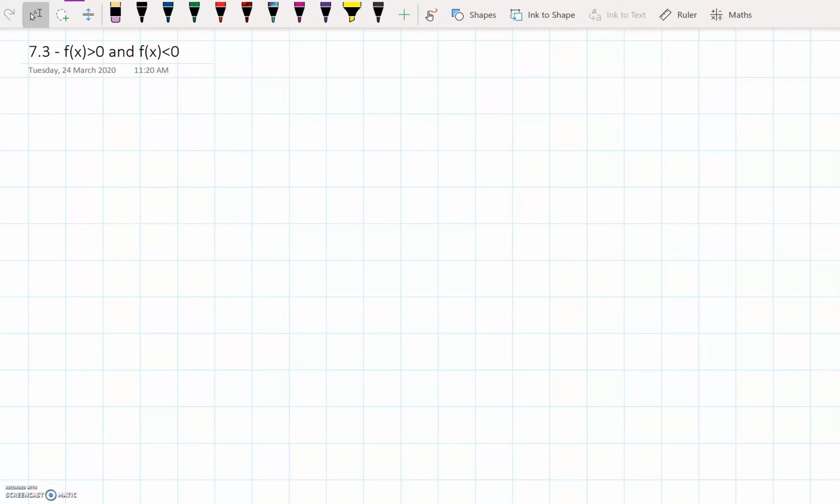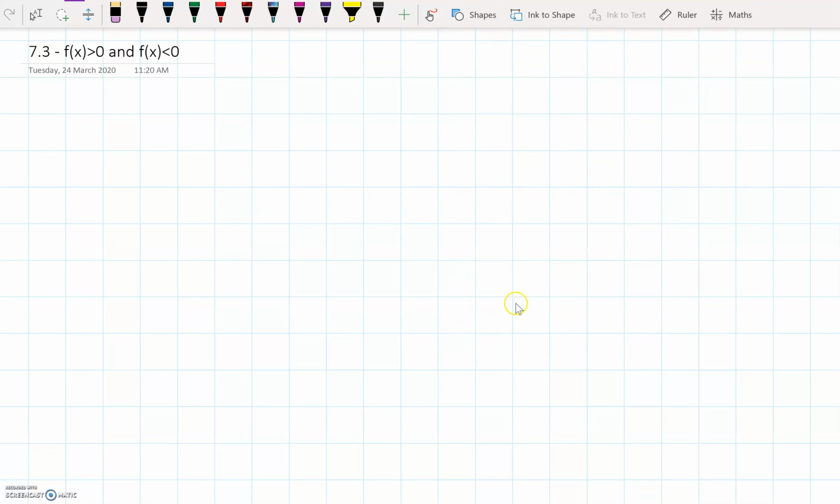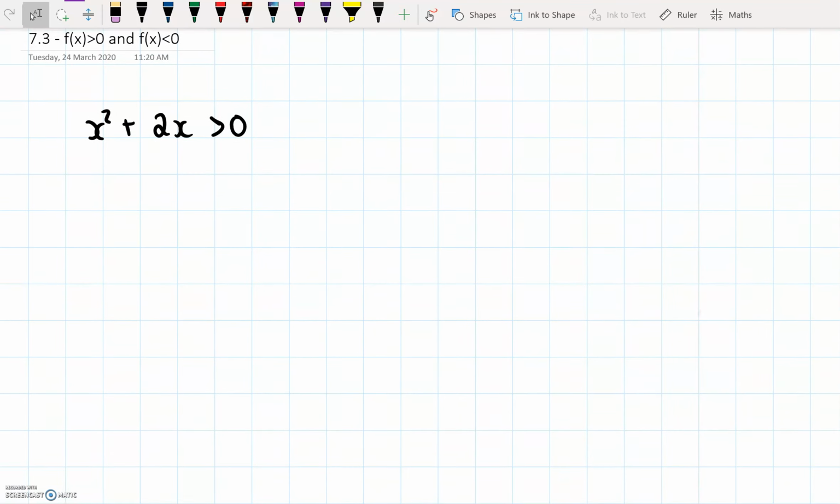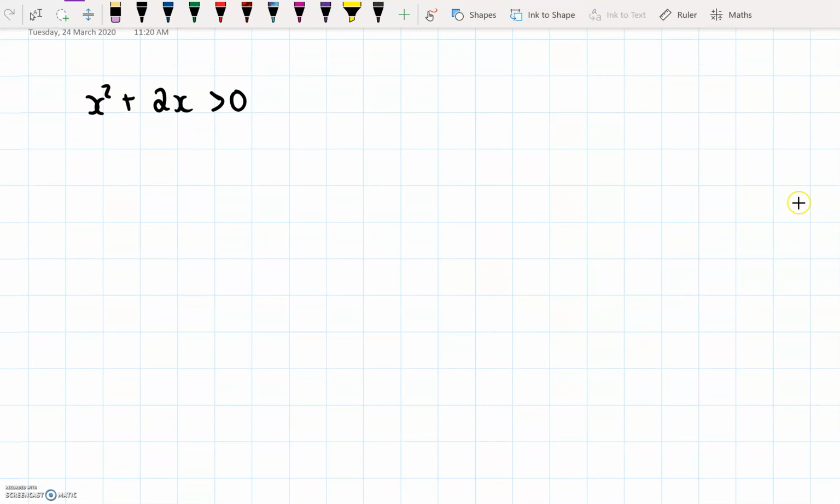Okay guys, what we're going to look at now is what to do when we have a function being greater than 0 or a function being less than 0. To be honest, these aren't actually any different to what we've already been doing. So if we have, for example, x squared plus 2x is greater than 0, let's do this one to start off with. Basically we just do exactly the same as what we've done before.